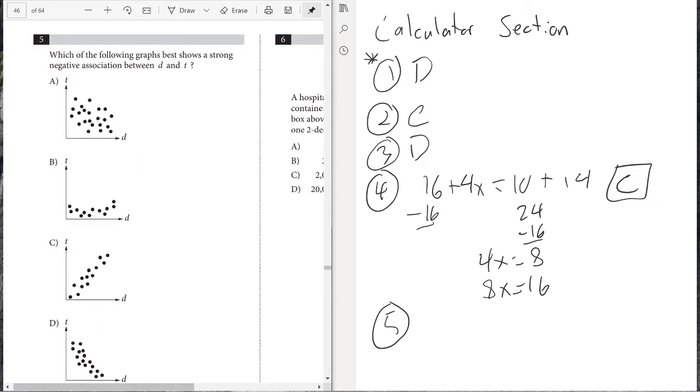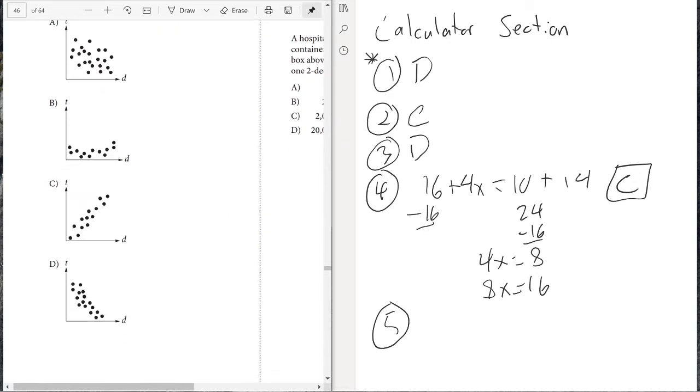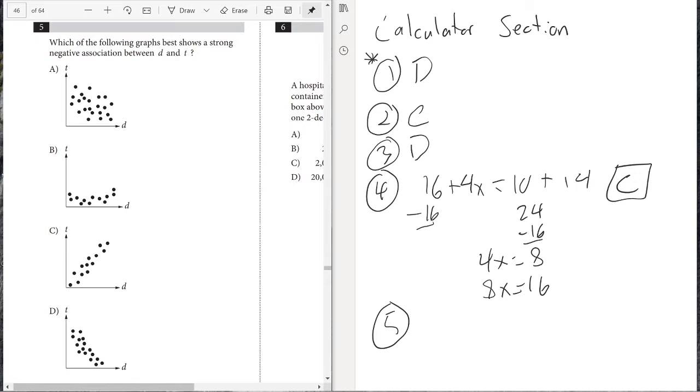Which of the following graphs best shows a strong negative association? Aha, strong negative association. That would be D.